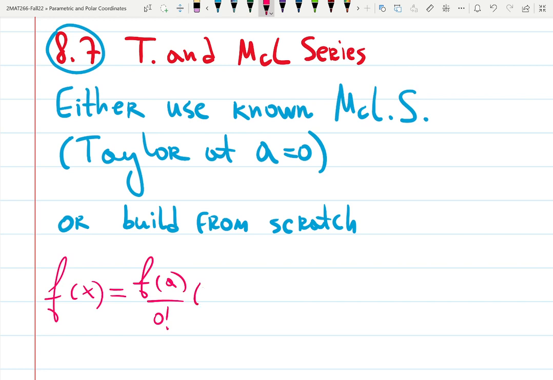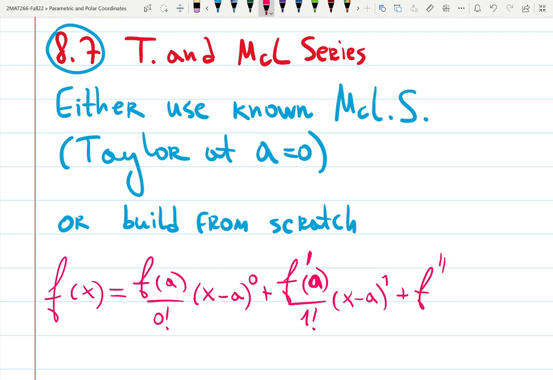Divided by 0 factorial, x minus a to the 0, plus f prime at a, the first derivative, divided by 1 factorial, x minus a to the 1. That's the pattern. 0, 0, 0, 1, 1, 1. And it's going to be 2, 2, 2, which is the second derivative, divided by 2 factorial, x minus a squared.